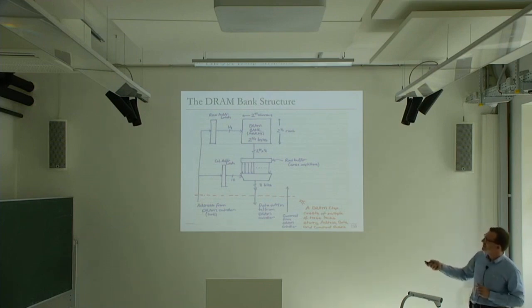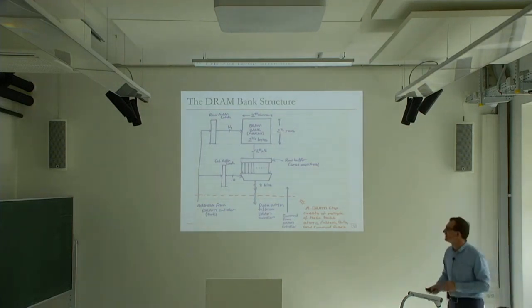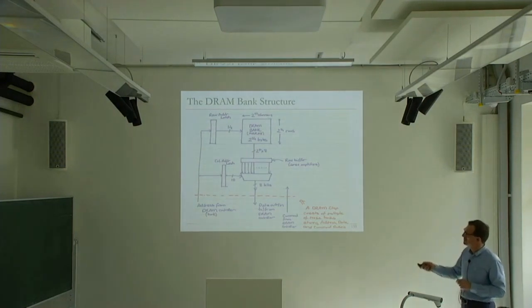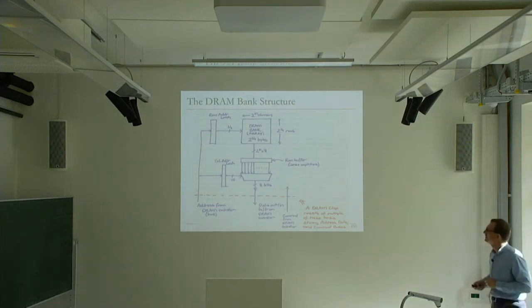And in DRAM chips, the data pins are also 8 bits. Essentially, you get 8 bits out of a single chip. It could be 16, more expensive. It could be 4, less expensive. 8 bits is the usual common case. And then you send the command also. So you have a command bus, address bus, and a data in or out bus over here.